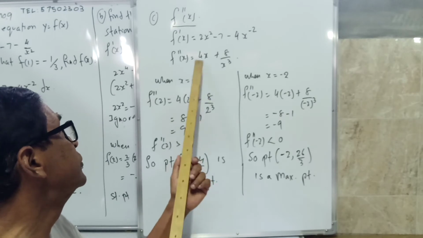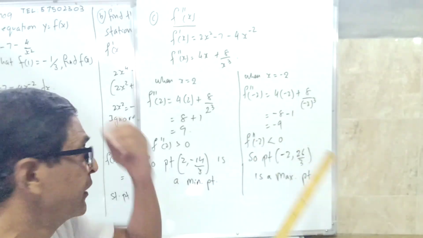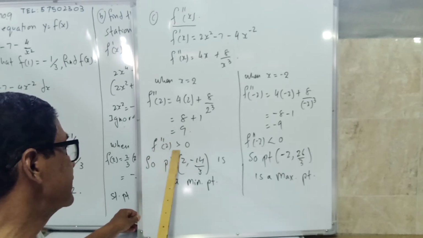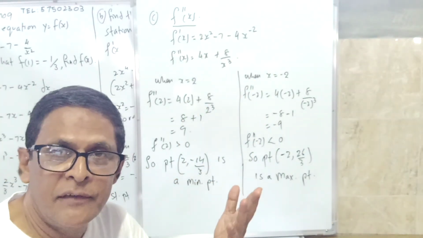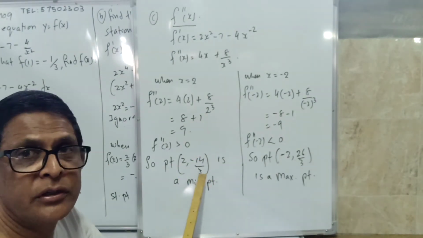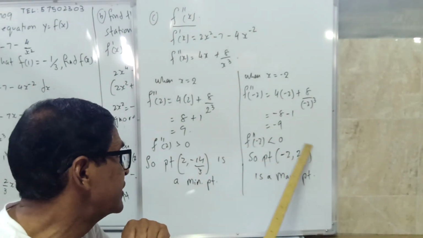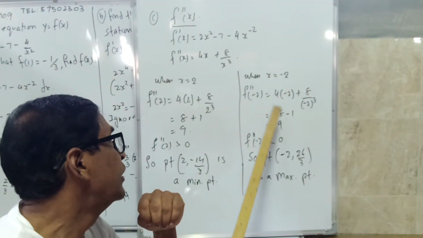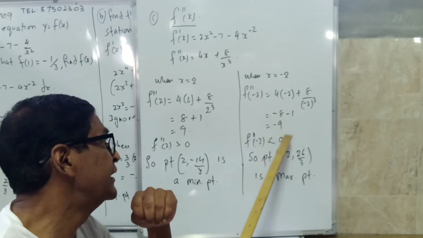Now you replace x equal to 2 in this equation, and x equal to negative 2 in this equation. You see the value here is 9. So f double dash 2 is greater than 0. If it is positive, it is a minimum point. So this stationary point is a minimum point. And here, this stationary point is a maximum point, because when you put negative 2 in f double dash x, you get a negative, which is less than 0.